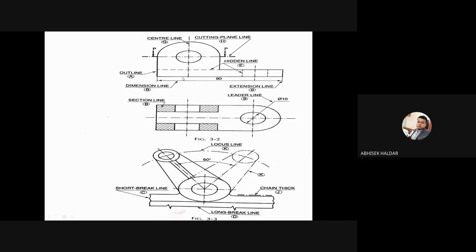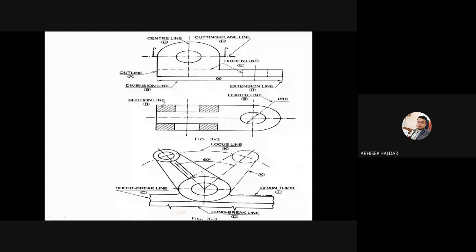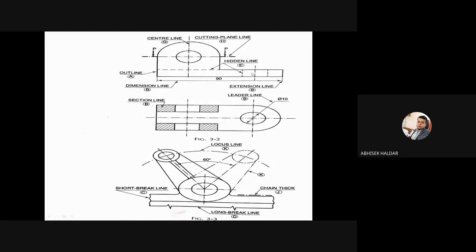But as of now, just keep in your mind that whatever part you cannot see will be denoted by a hidden line. Here also I have some hidden lines, a dash type of line. These parts are not visible to me from my side.